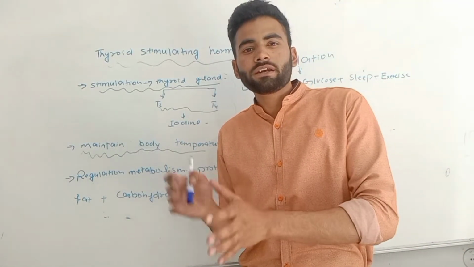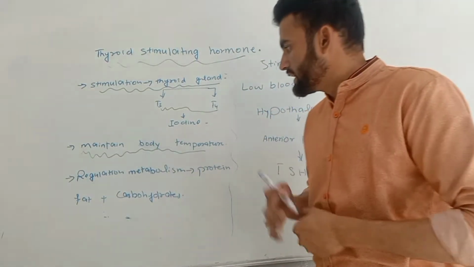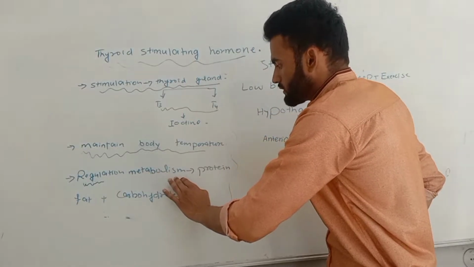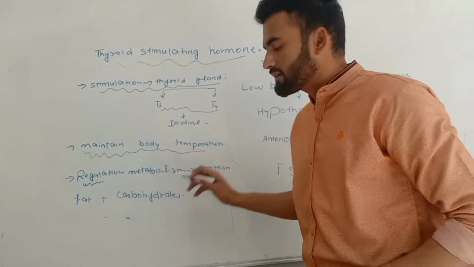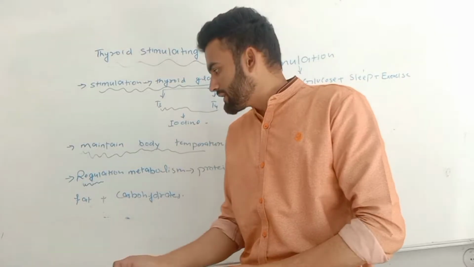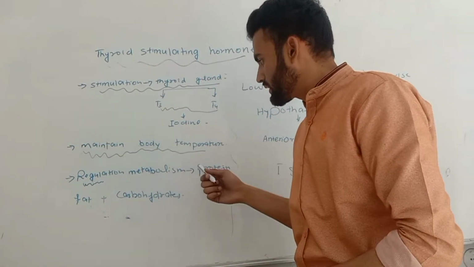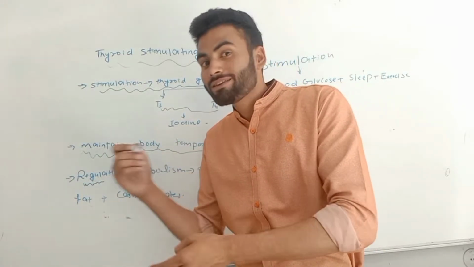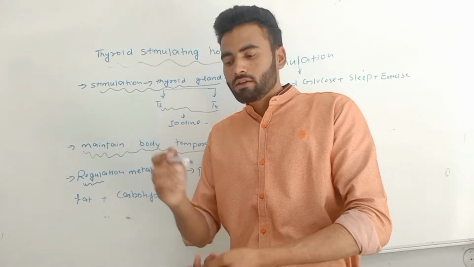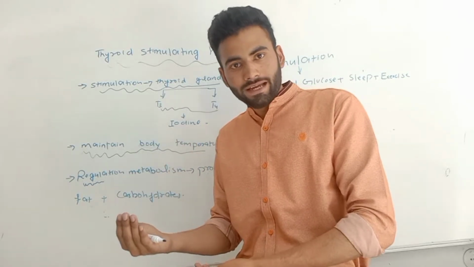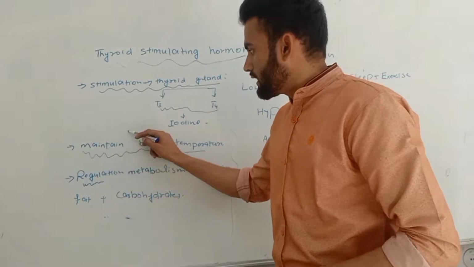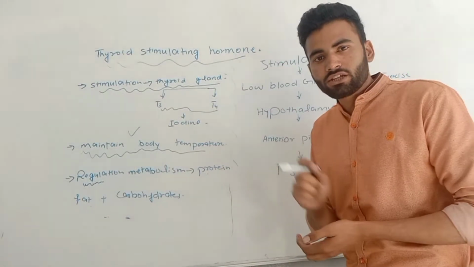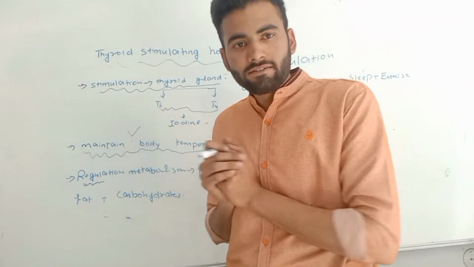How are they going to maintain the body temperature? As we know, they are going to control the metabolism of protein, fats and carbohydrates. Because they control the metabolism of protein, fats and carbohydrates, by controlling these metabolisms they can control the production of energy. That's why we can say they are going to maintain the body temperature. Okay, so these are the functions of the thyroid stimulating hormone.